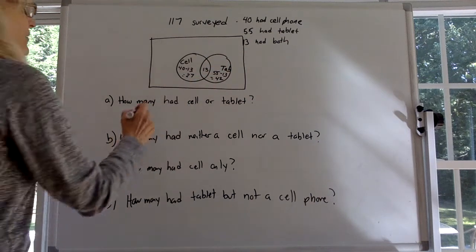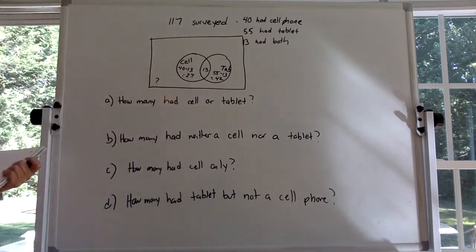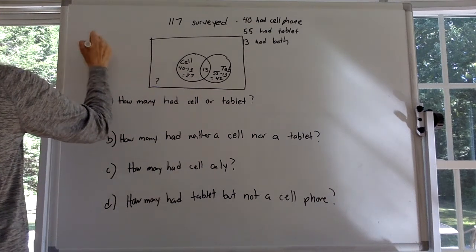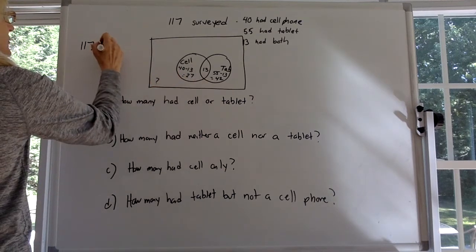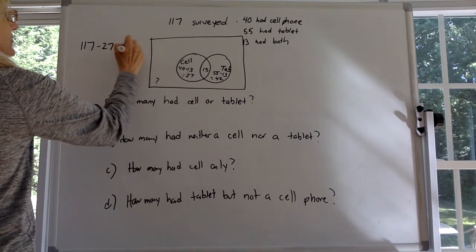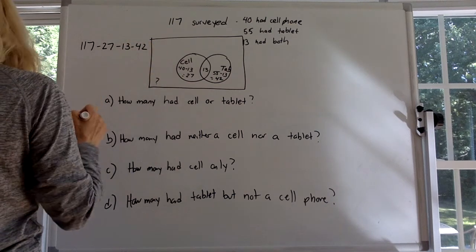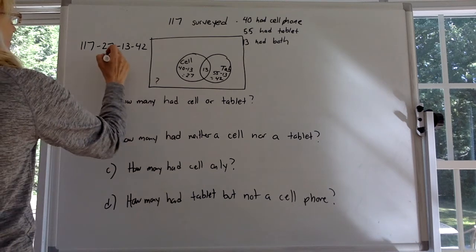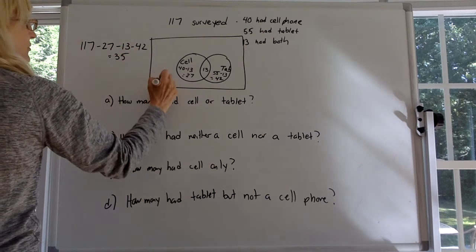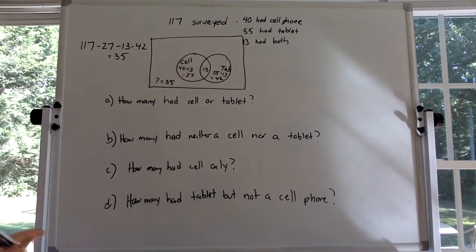Now let's figure out what this number is. How many people had neither? Well, there were 117 people surveyed. So let's subtract off these three numbers, minus the 27, minus the 13, minus the 42, and I think you get 35. So this is equal to 35. So 35 people had no cell or no tablet.